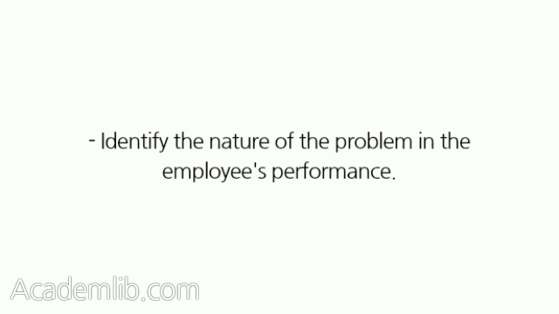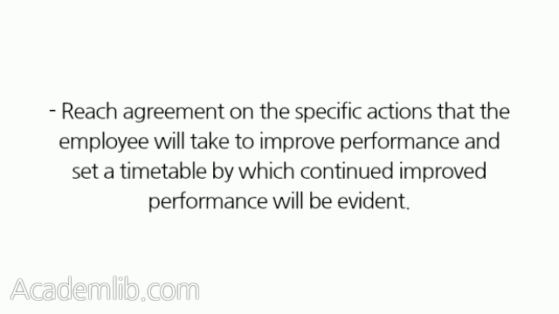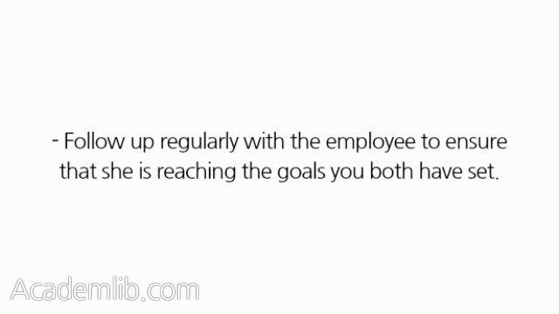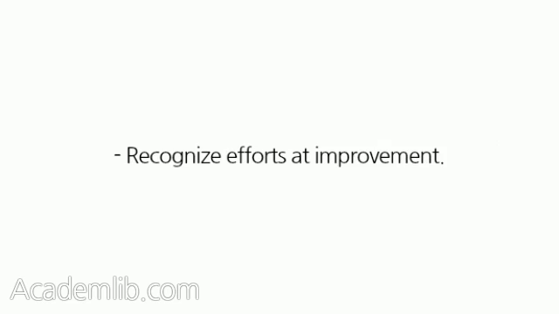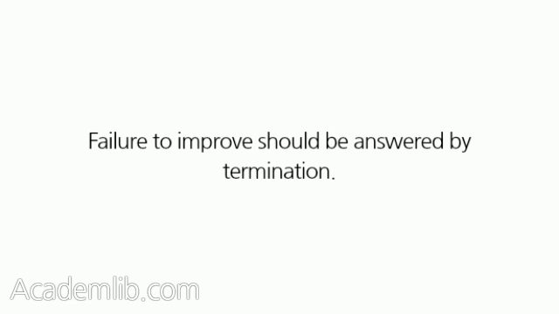Identify the nature of the problem in the employee's performance. Reach agreement on the specific actions that the employee will take to improve performance and set a timetable by which continued improved performance will be evident. Follow up regularly with the employee to ensure that she is reaching the goals you both have set. Recognize efforts at improvement. Failure to improve should be answered by termination.